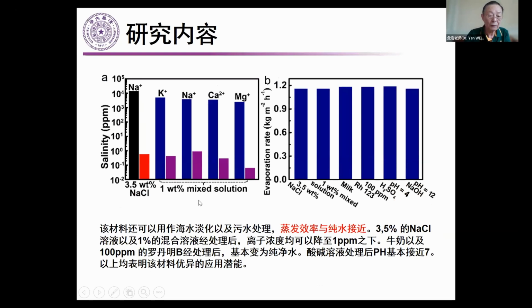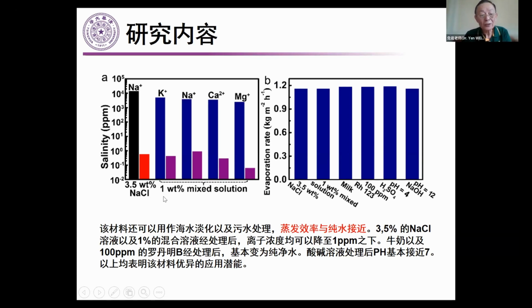The distilled water comes out very pure. Okay, this is a seawater simulant, 3.5% sodium chloride. After distillation, we can get very, very pure fresh water. This is a log scale. All right. After distillation, the content of sodium chloride is less than ppm level. Potassium, calcium, magnesium chlorides in the seawater, after such distillation, are all at the ppm level.